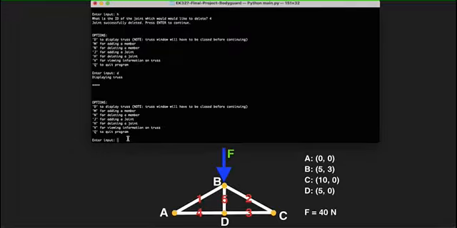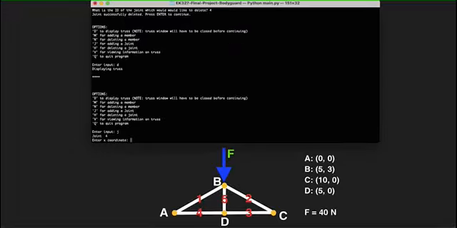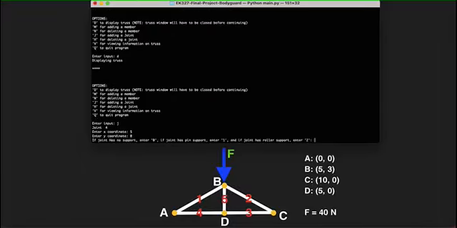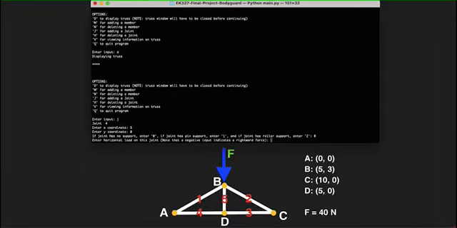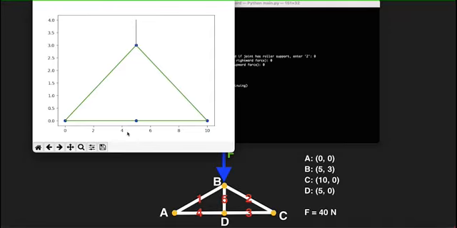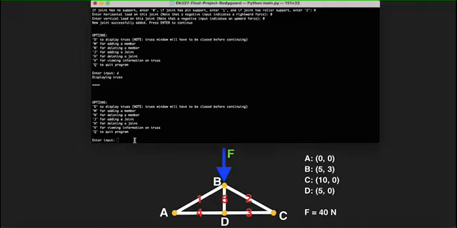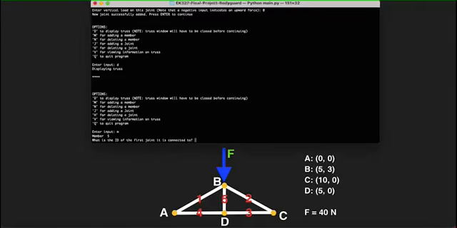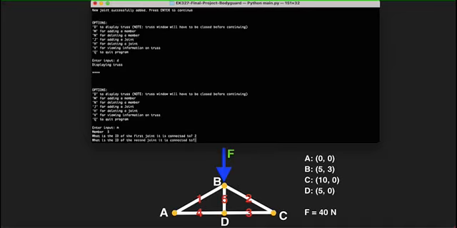And now if you want to add that joint back, we use J. It's the same process as before. We have our X coordinate, Y coordinate. It has 0 supports because it's joint D that we're doing, and 0 external forces. And if we look at that, now we have that joint back. And to add that member, we use M, and it's going to be from 2 to 4, of course.